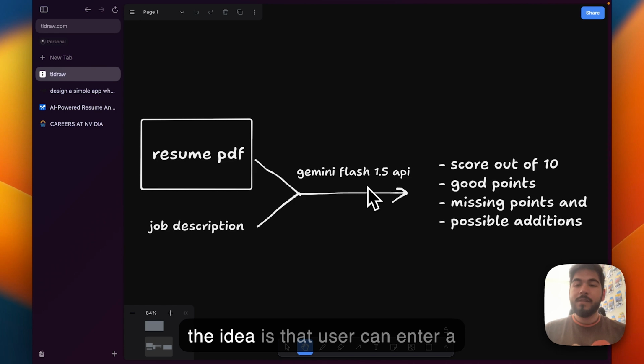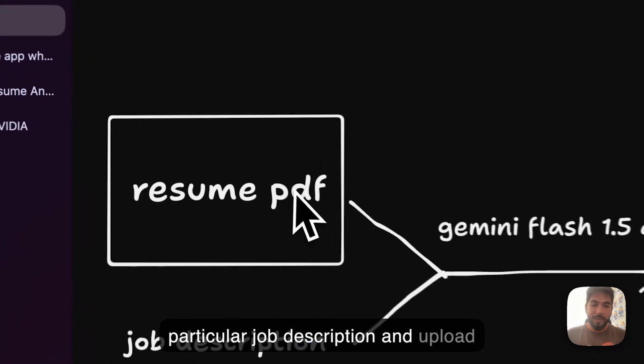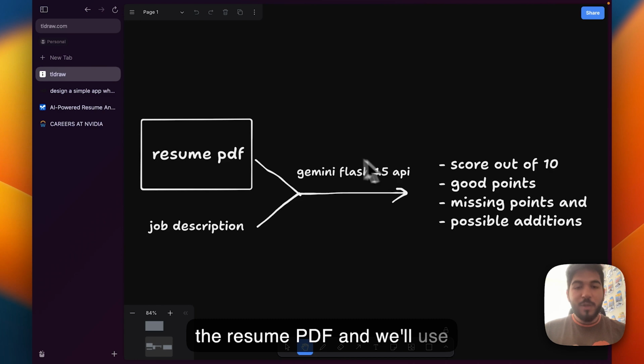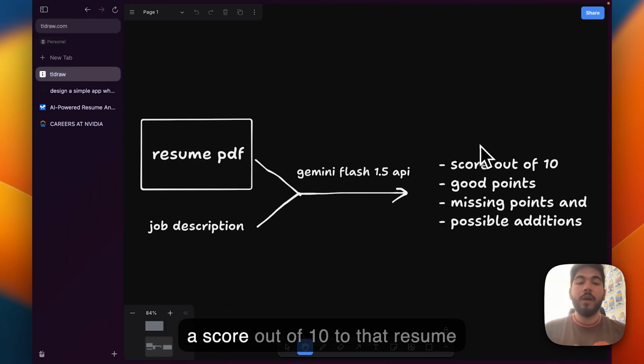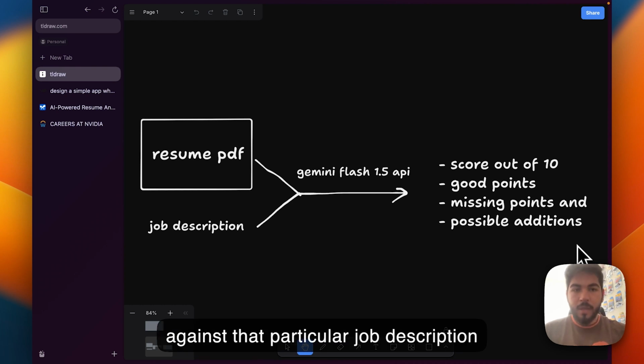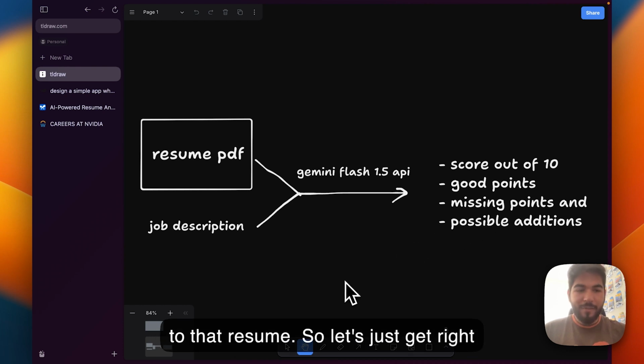So the idea is that the user can enter a particular job description and upload the resume PDF. And we'll use Google's Gemini Flash 1.5 API to give a score out of 10 to that resume against that particular job description, and some more information like missing points and possible additions to that resume. So let's just get right into the hacking now.